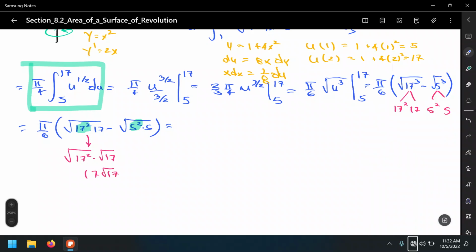which is going to be this quantity here, 17 root of 17, and in the same way 5 root of 5. Final answer. Alright, final answer to this exercise. Well, half of the exercise.